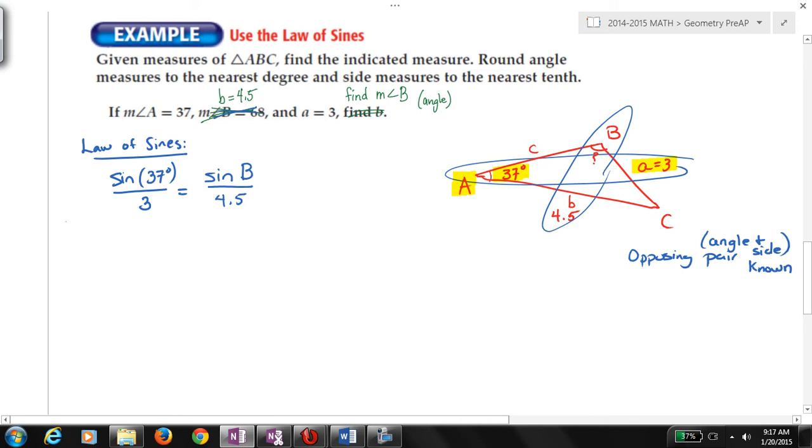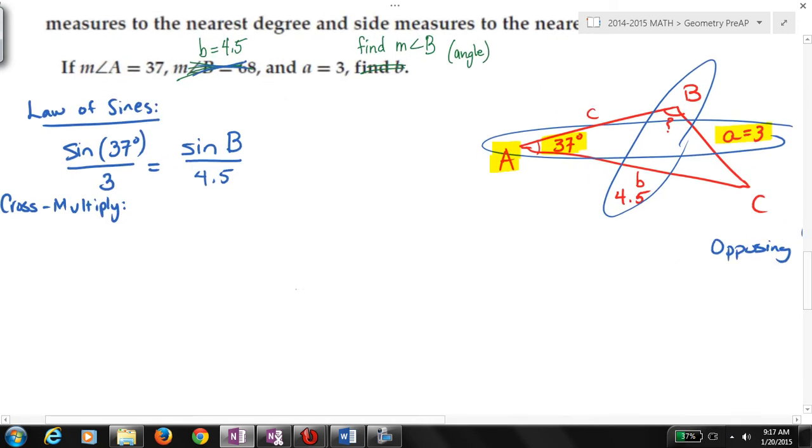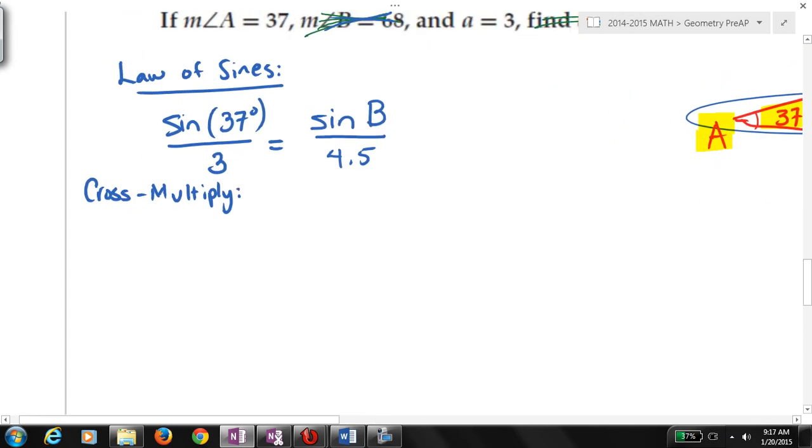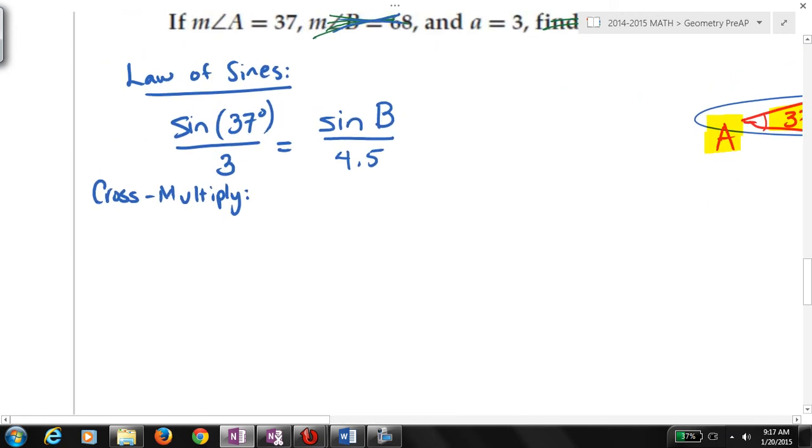Same thing as before, I'm going to go ahead and cross multiply to solve this. Now, I don't need the diagram, so let me zoom in a little bit more on this equation. And again, I want to cross multiply, usually the one that has the variable first. If they both have it, it doesn't really matter.